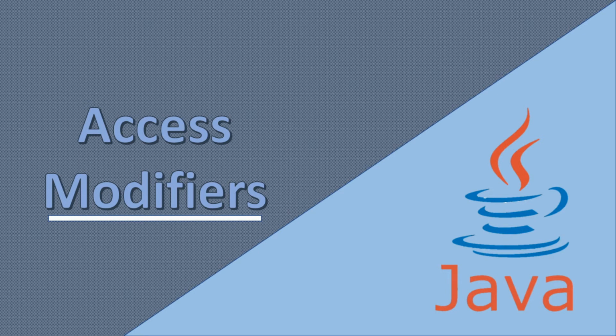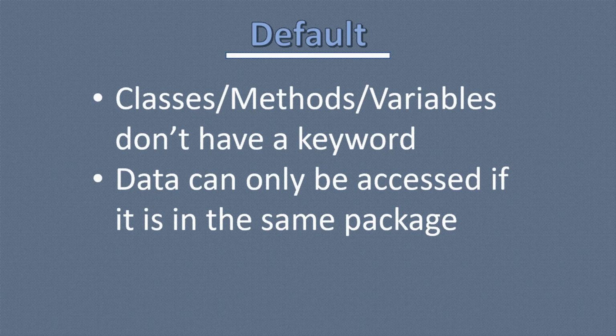Today I'm going to be discussing the access modifiers of default and public. Alright, let's get straight to it. But for data to be default means it can only be accessed in the same package. Variables, methods, and classes can be default.